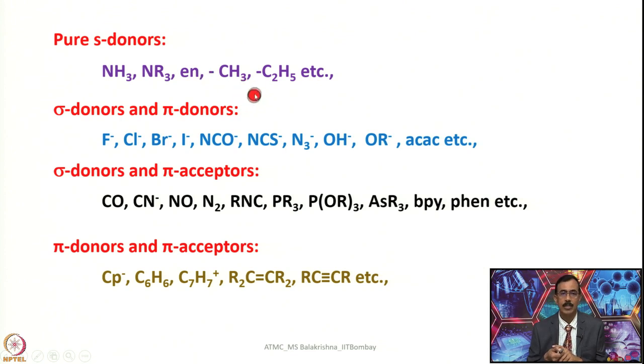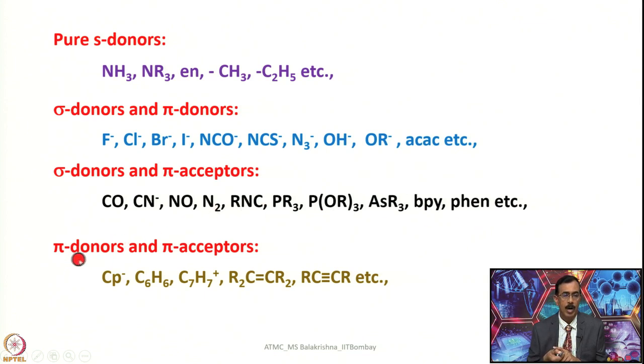Pi acceptor or pi donor capabilities. Then we have sigma donors and pi donors, all these halogens and NCO, NCS, N3 minus, OH minus, OR, ACAC, etc. They are all sigma donors as well as pi donors. And we have sigma donors and pi acceptors, a very important ligand system. They are also called non-classical, unfortunately. They are carbon monoxide, cyano, NO, N2, RNC, PR3, and one can also write a spectrochemical series for these things by looking into their donor and acceptor capabilities.